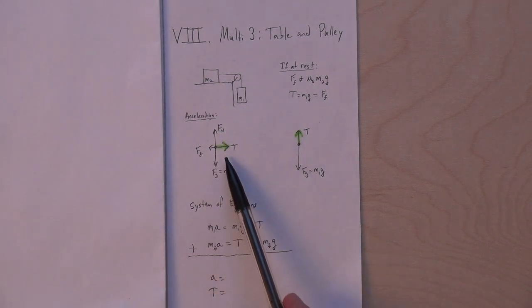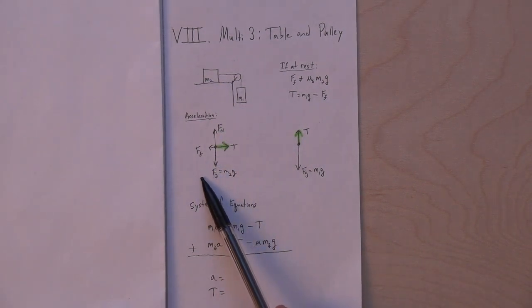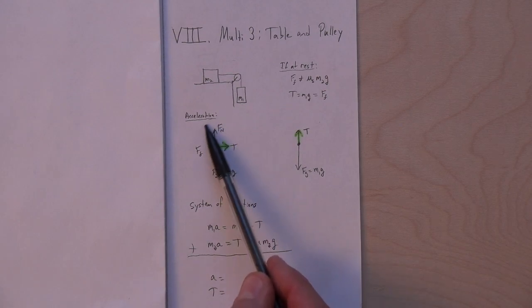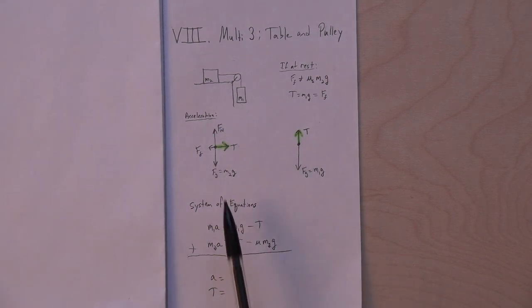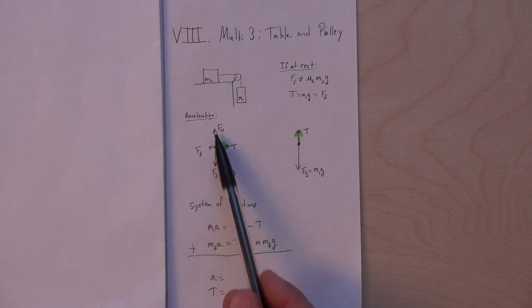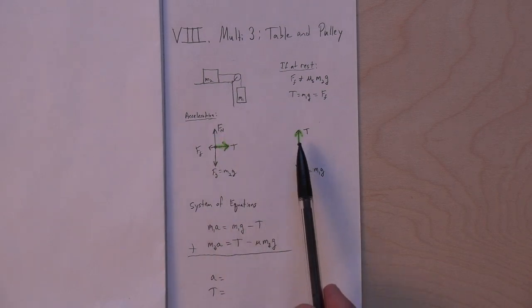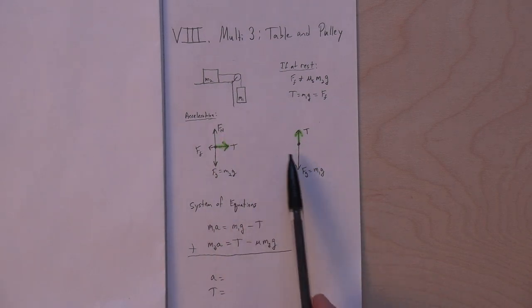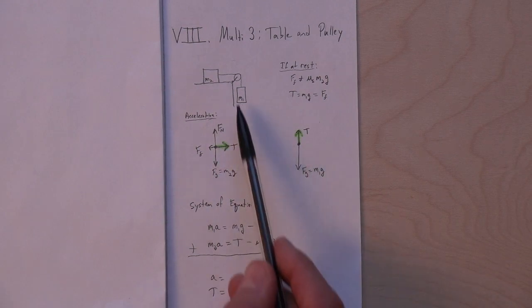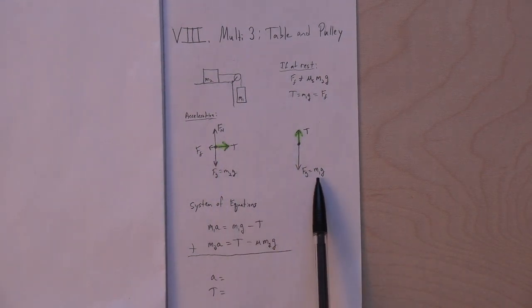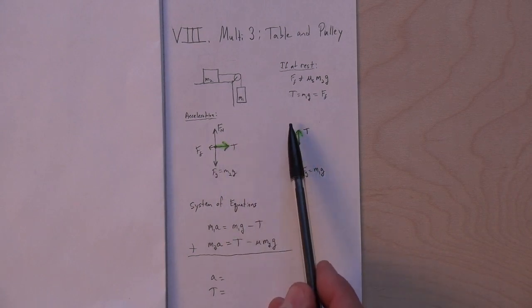This block has the earth pulling down, M2G, and then the table supporting with that same normal force, the same magnitude of newtons of this gravity. But since action-reaction, this is pulled forward by the hanging block with a certain number of newtons, not 10 newtons by the way, less, maybe 8 and 8.